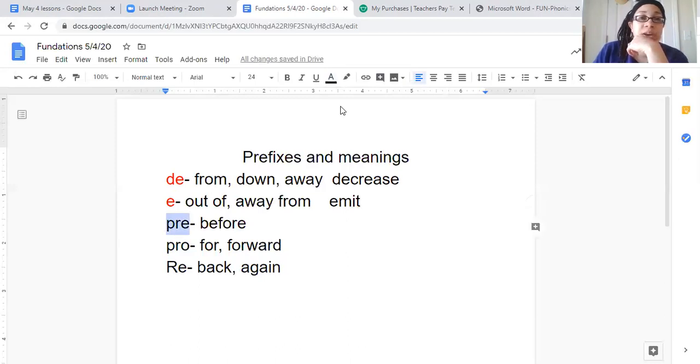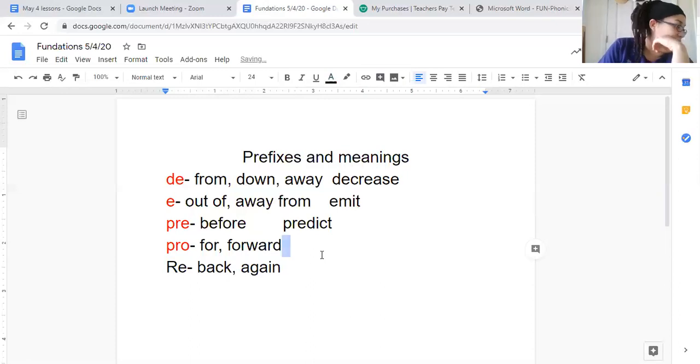We also have pre. Now I'm wondering if this is going to show up on Kahoot. It might, probably more than likely, so remember these, okay? Pre means before. The example that they give is predict. We also have prefix, right? Comes before. Our next one is pro. Go ahead and make this one red as well. For that one, they give us propel, which means for or forward. So if you propel something, it's going to go forward, yeah?